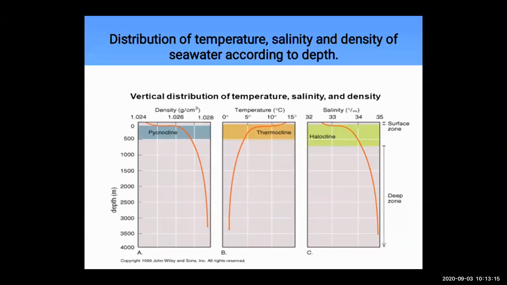At 0 depth, the temperature is 10 to 15 degrees Celsius. Where there is written 0 degrees Celsius, 5 degrees Celsius, 10 degrees Celsius, 15 degrees Celsius, there is the sea surface of the sea water. Now here, what they have said is that at the surface, the temperature will be 10 degrees Celsius to 15 degrees Celsius.